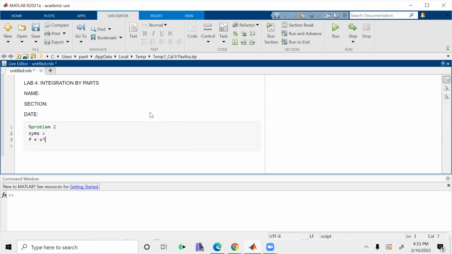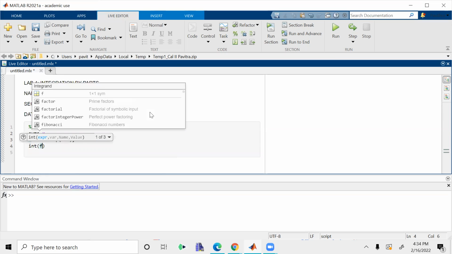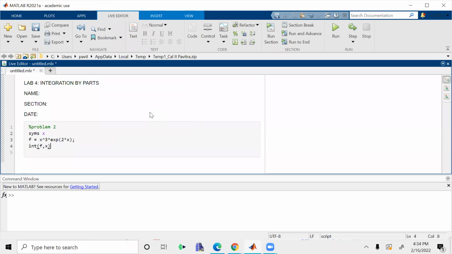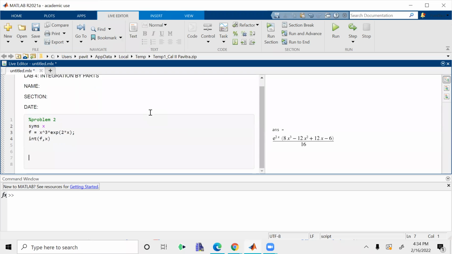So problem 3, x cube, exponential 2x. Okay. And then we use int to find the integral of a function f with respect to x. Okay, very simple. Control enter. That's it. That will give you the solution.